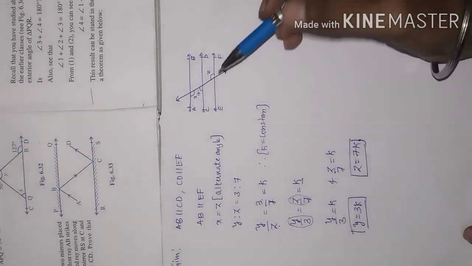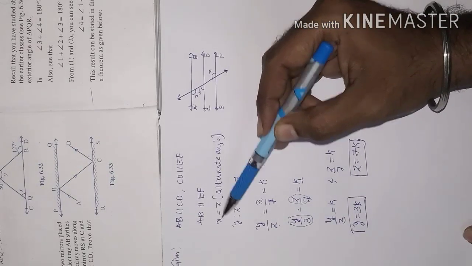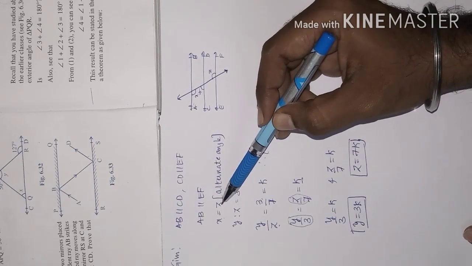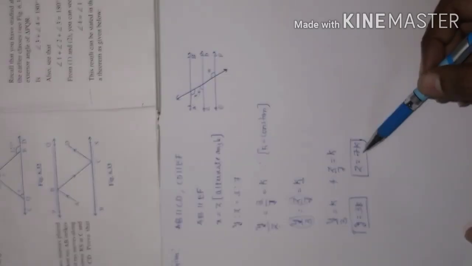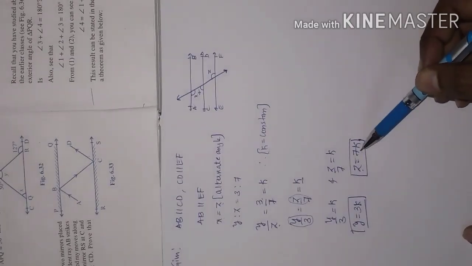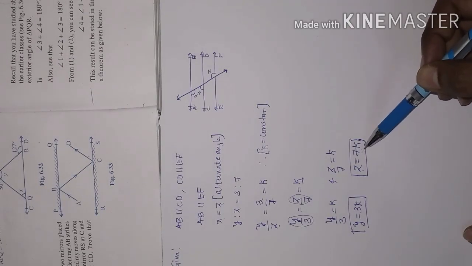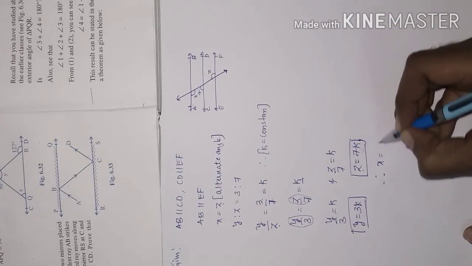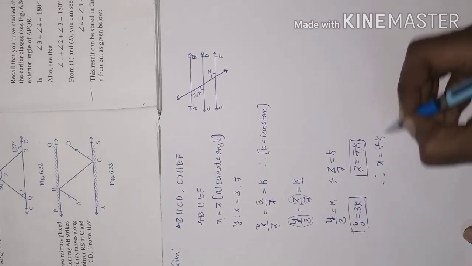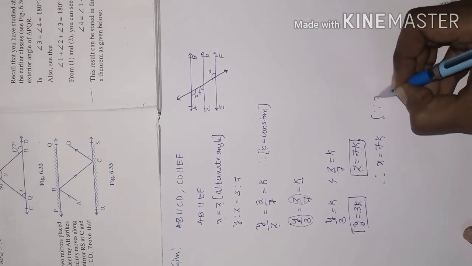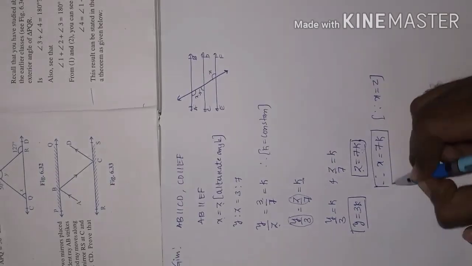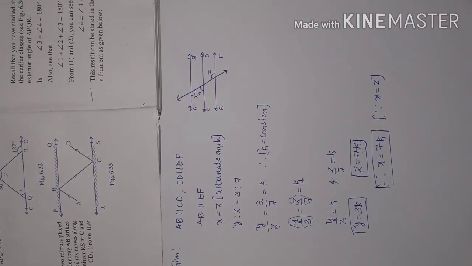We got the values y is equal to 3k and z is equal to 7k. Now as we said that x is equal to z, what is the value of z here? 7k. It means x is also equal to 7k. Therefore x is equal to 7k because x is equal to z. So we got the value of x here as 7k.